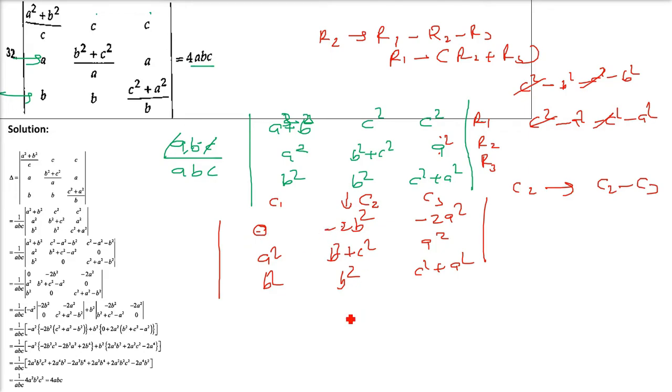So column 2 is column 2 minus column 1. It is not column 3, it is column 2 minus column 1. So minus 2b square, b square plus c square minus a square, and b square minus b square is 0. a square, b square was already there.